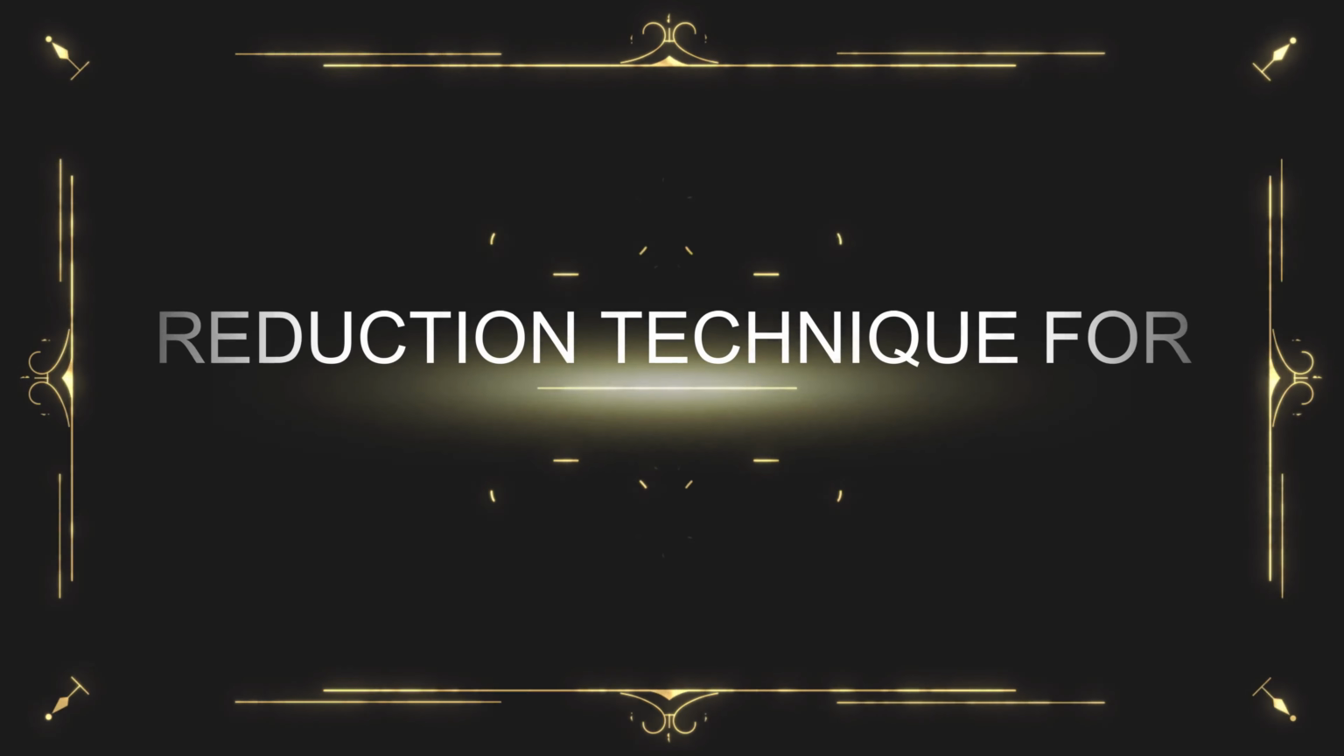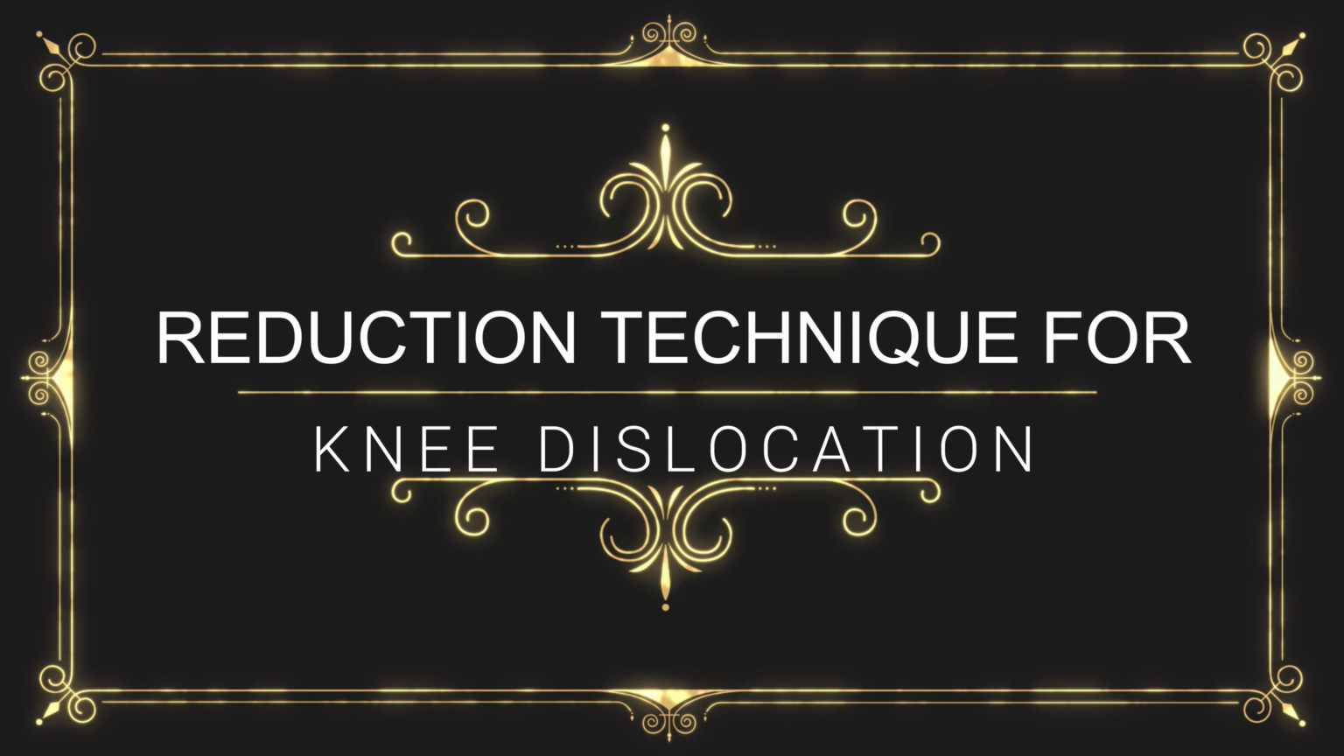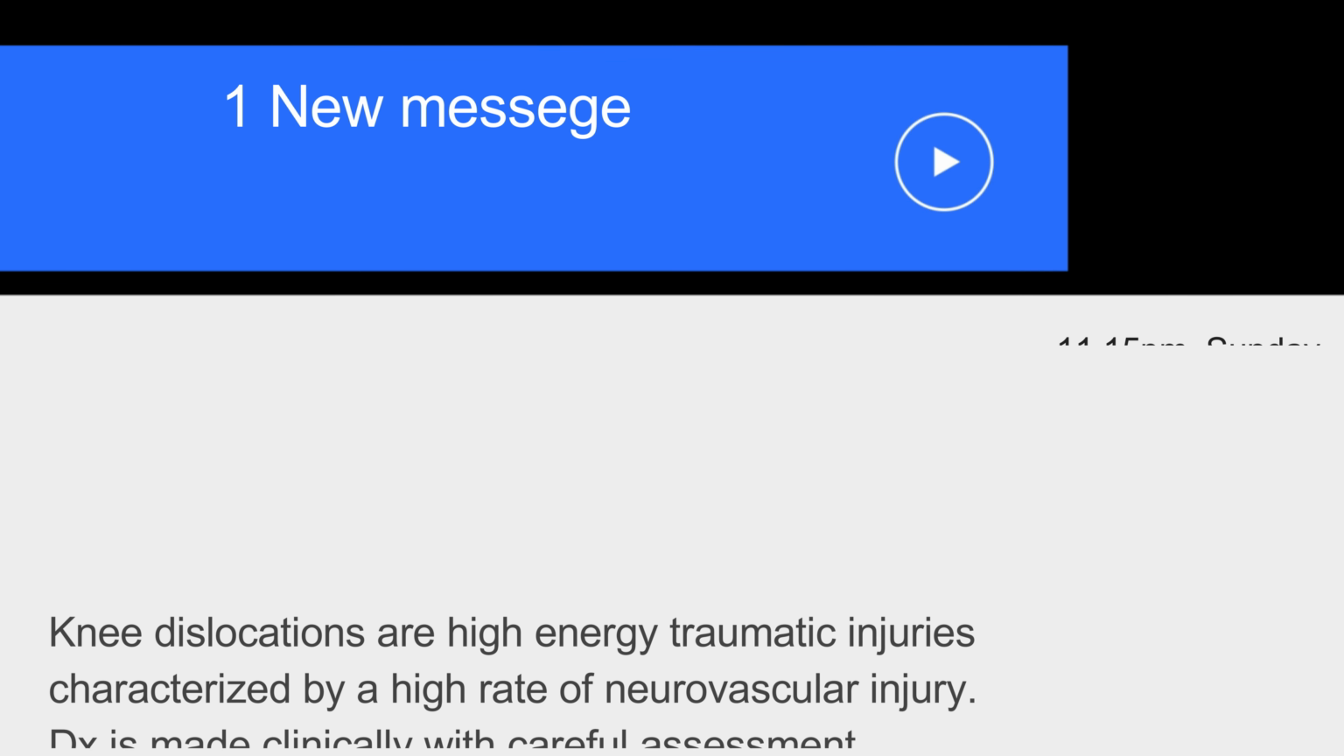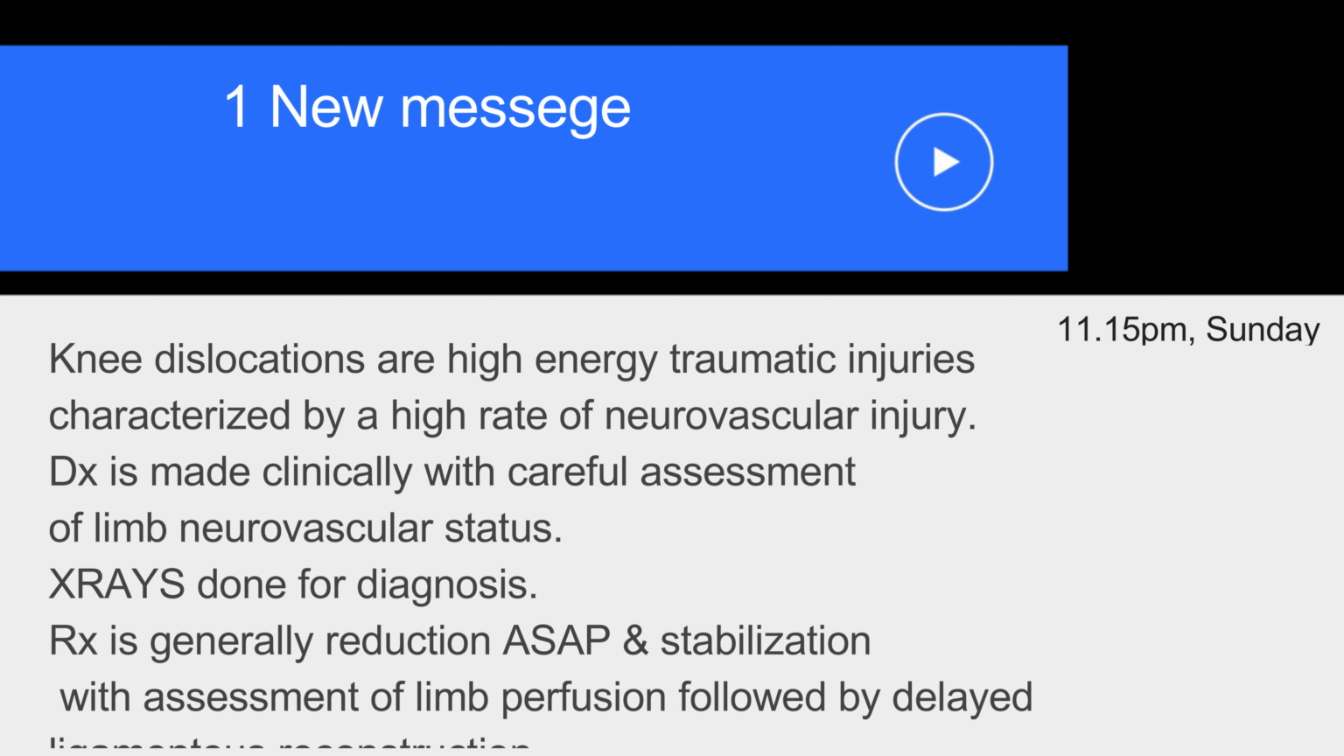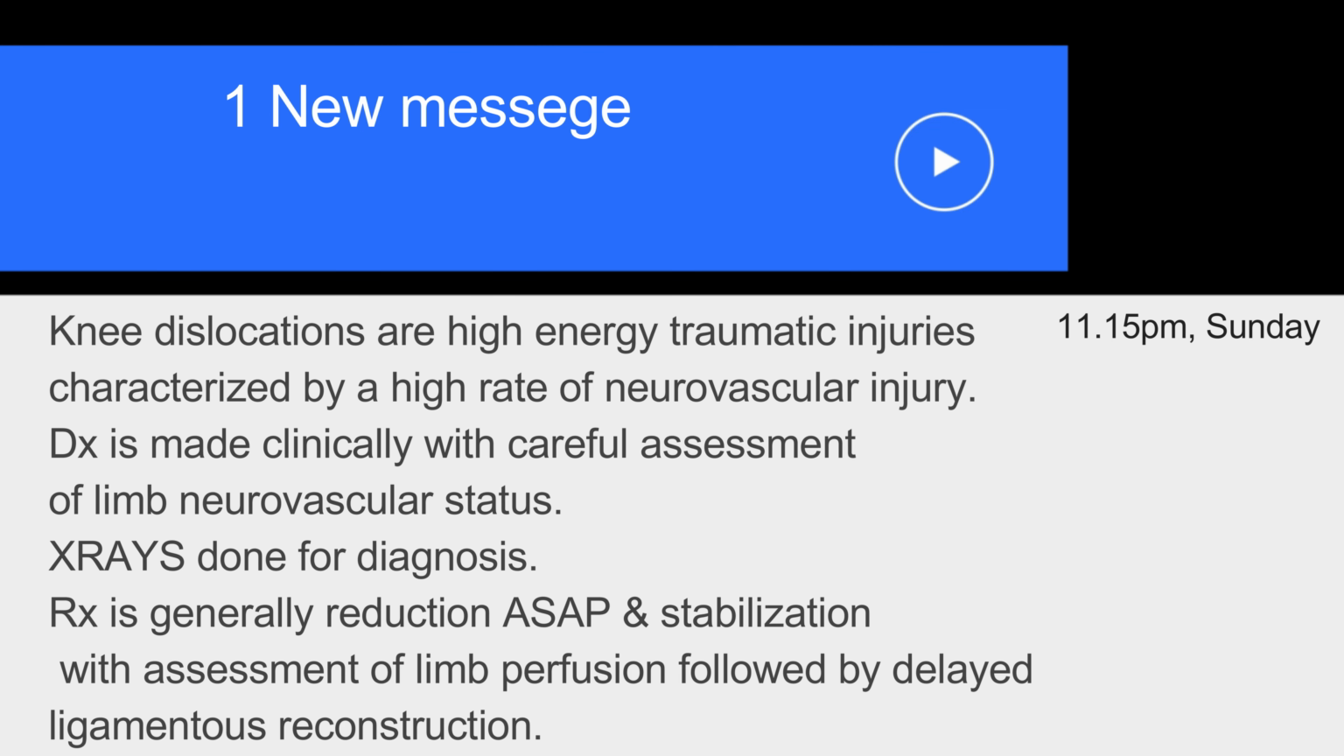Welcome. Today we are going to learn how to reduce a knee dislocation. Knee dislocation is an orthopedic emergency that needs urgent attention. They are seen as high energy traumatic injuries and are characterized by a high rate of neurovascular injury. Diagnosis is made clinically with careful assessment of the limb neurovascular status.